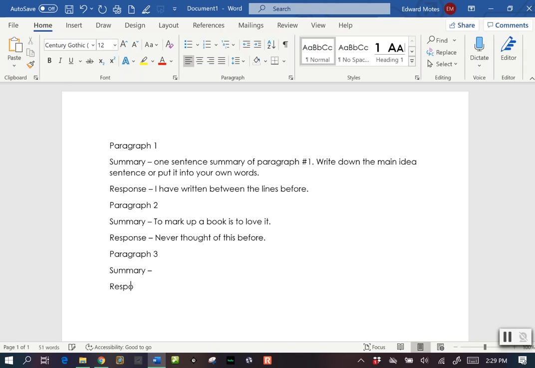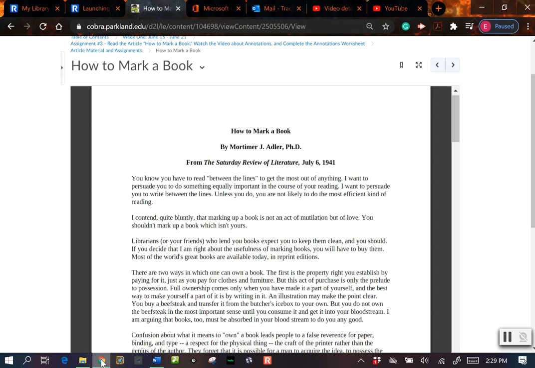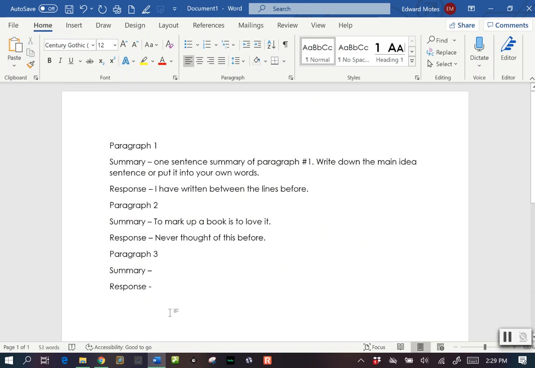Again, summary, response. And the reason why we're typing this on another page is obviously I'm not giving you a paper copy of the article and you're writing in the margins and turning that in. So here you're doing it this way. Librarians or your friends who lend you books expect you to keep them clean, and you should. If you decide that I am right about the usefulness of marking books, you will have to buy them. Most of the world's great books are available today in reprint editions. So, buy books you want to mark in, and then I have done this before. Okay? Or maybe I never thought about doing that.